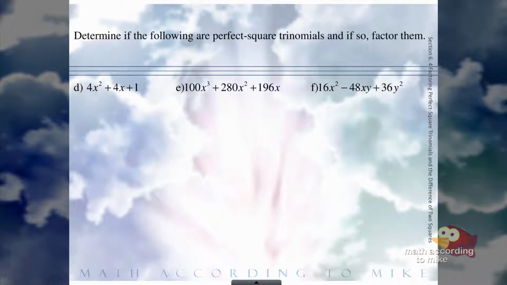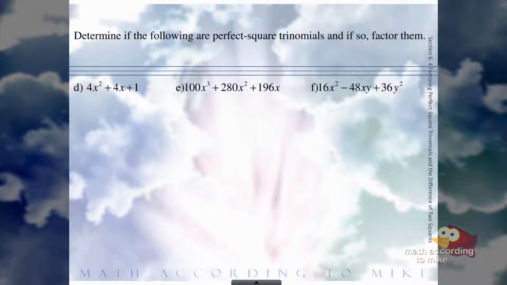Let's try some more. Same directions. Determine if the following are perfect square trinomials, and if so, factor them. So you can totally do factor by grouping if you really, really wanted to. I'm going to urge you not to, because these are way too much fun.